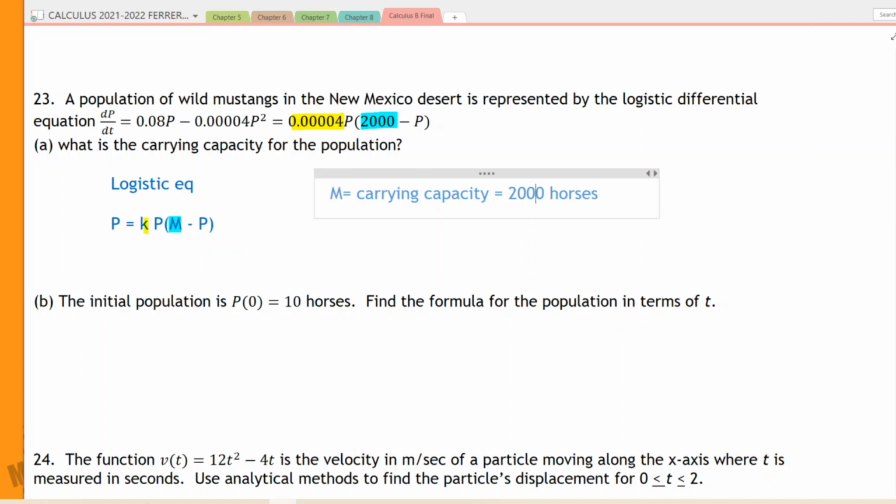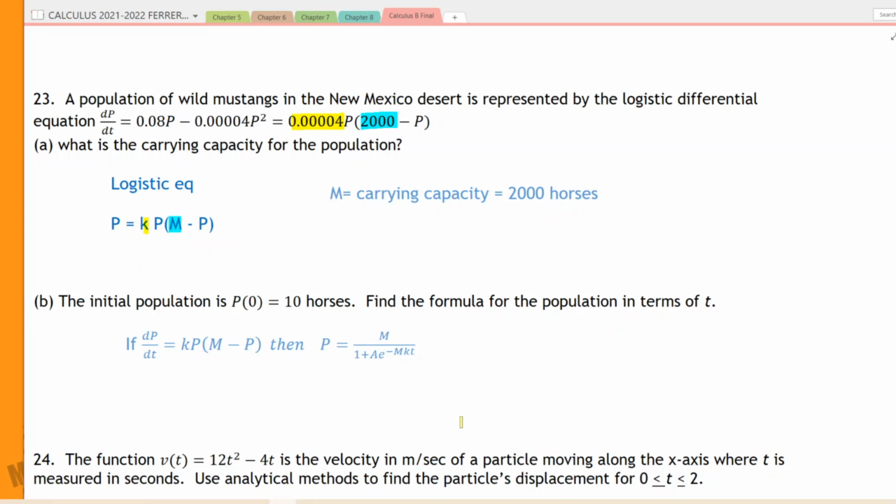Now we know that the initial population, P0, is equal to 10 horses. Find the formula for the population in terms of t. The part we're supposed to have memorized is that if dP/dt equals kP(M minus P), then P equals M over 1 plus A e to the negative Mkt. That is one of those general solutions you should have memorized, for the logistic equation and how it links with the logistic differential equation.